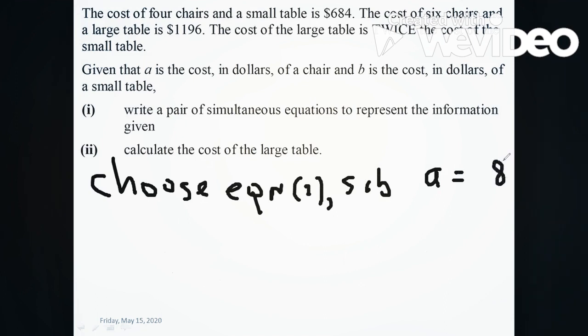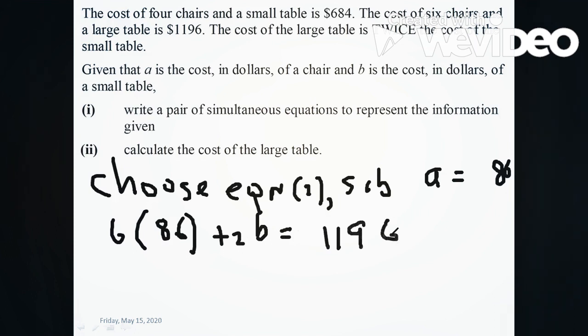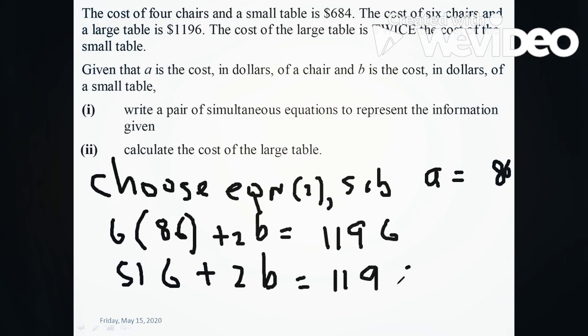86, right? So equation 2 is like this, 6a, but a is 86, plus 2b, and that equals 1196. Now 6 times 86 is 516, using my calculator there. Plus 2b, which is 1196.